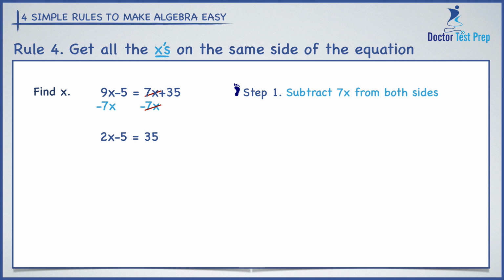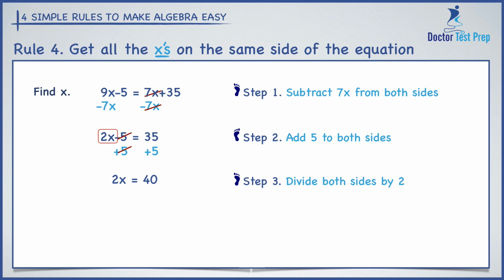That leaves me with 2x minus 5 equals 35. Now, the term with the x in it is the 2x, so I'm going to get rid of the subtract 5. Let's add 5 to both sides of the equation. That gives me 2x is equal to 40. Now, how do I get rid of the multiply by 2? I simply divide both sides by 2. Those 2's cancel, leaving me with x equals 20.